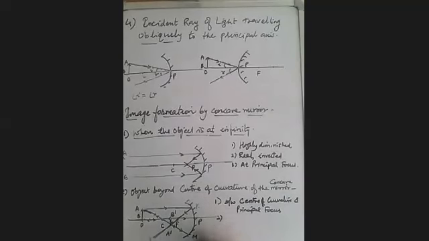Nature of the image: because the rays are actually meeting at this point, A dash B dash is again real, and third is the position. The position we already size.